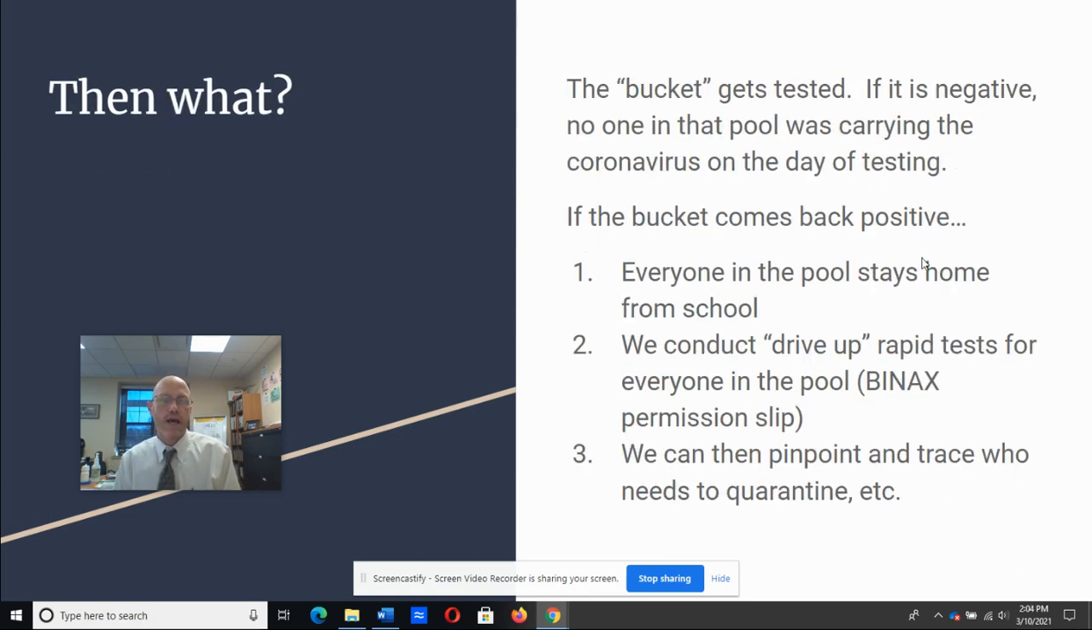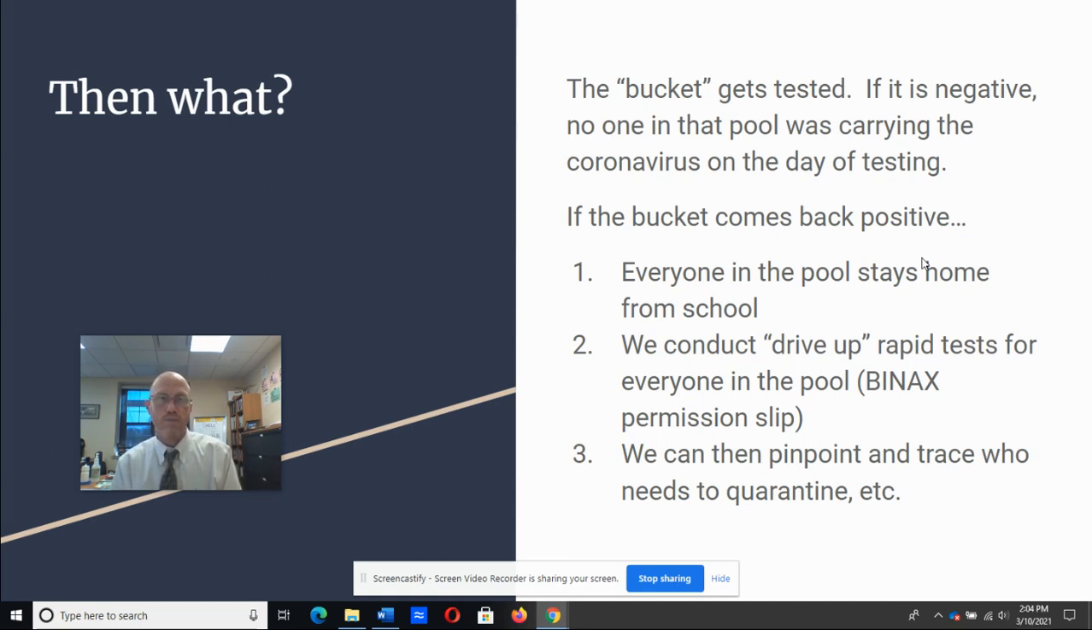So what happens after we collect all those samples into the buckets? The buckets get sent out and they get tested individually. If it's negative, then no one in that pool was carrying the coronavirus on that day. So a negative test, everybody's good, everybody in that pool.